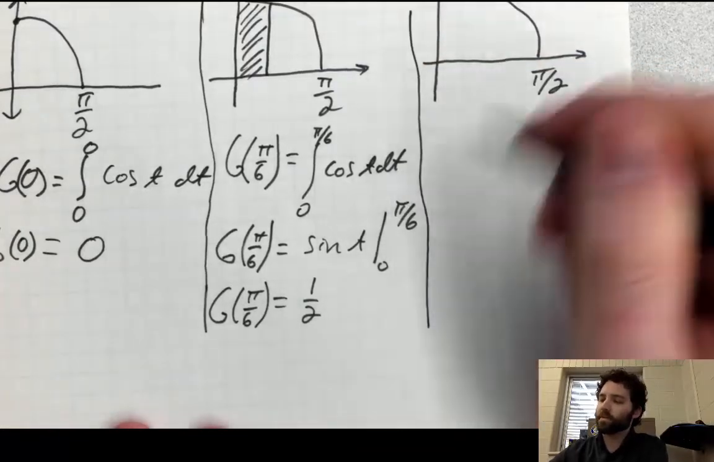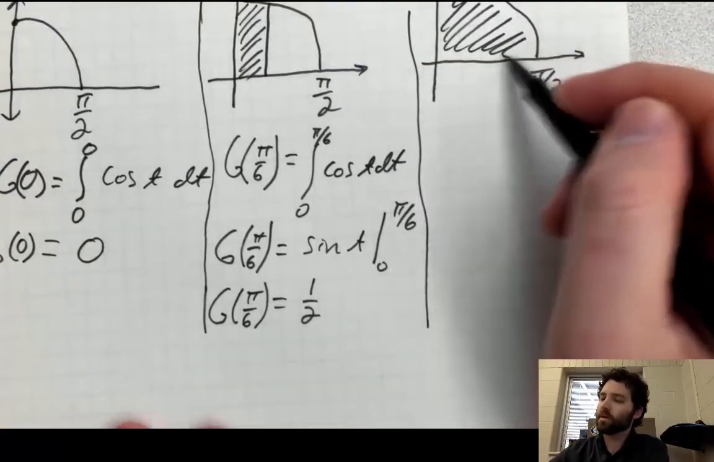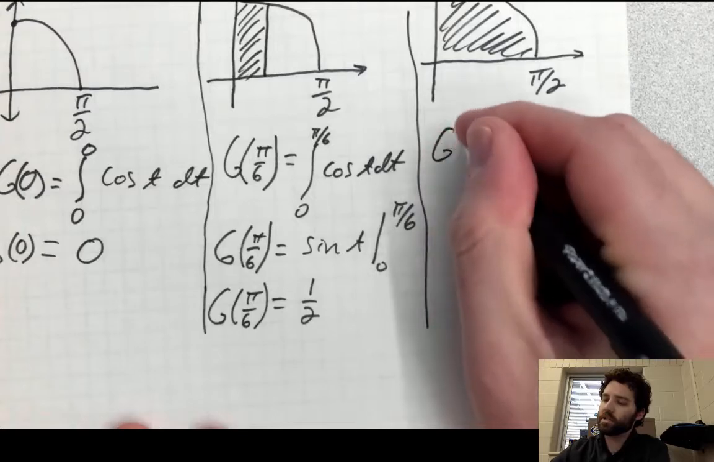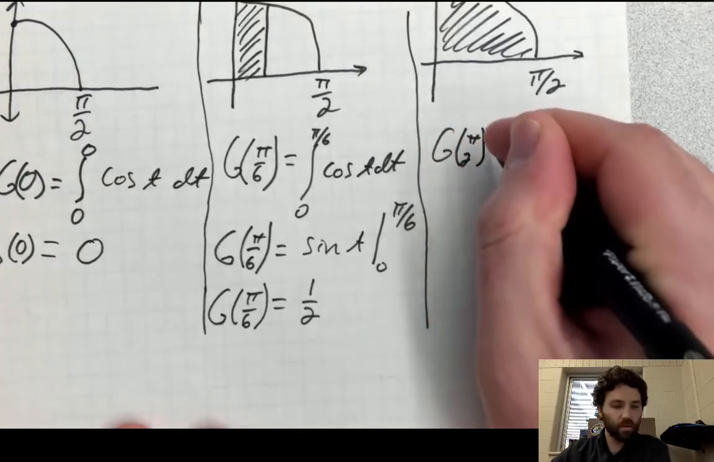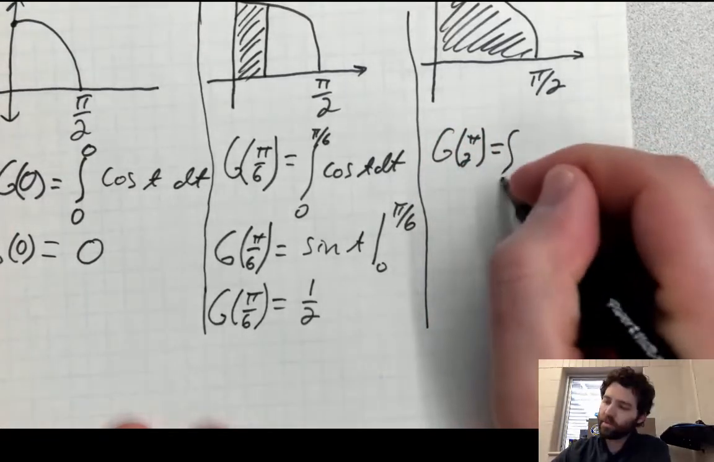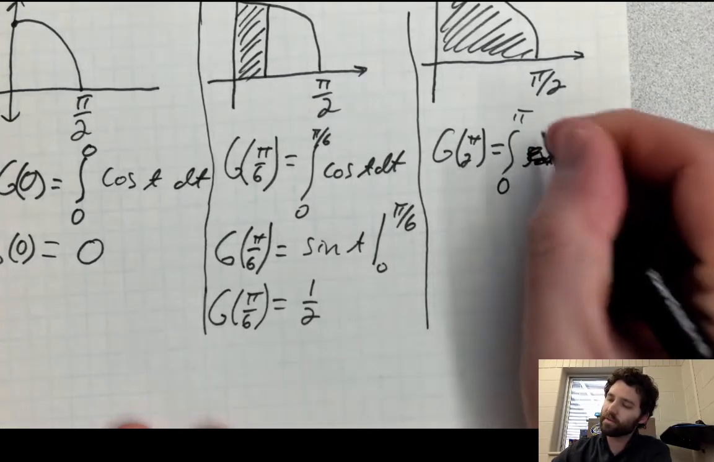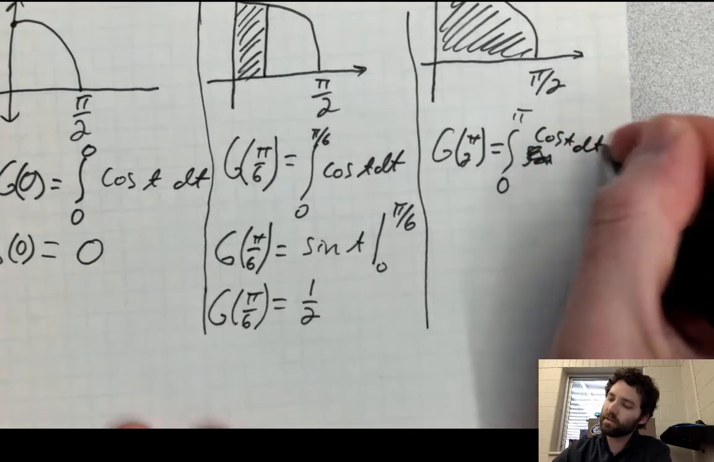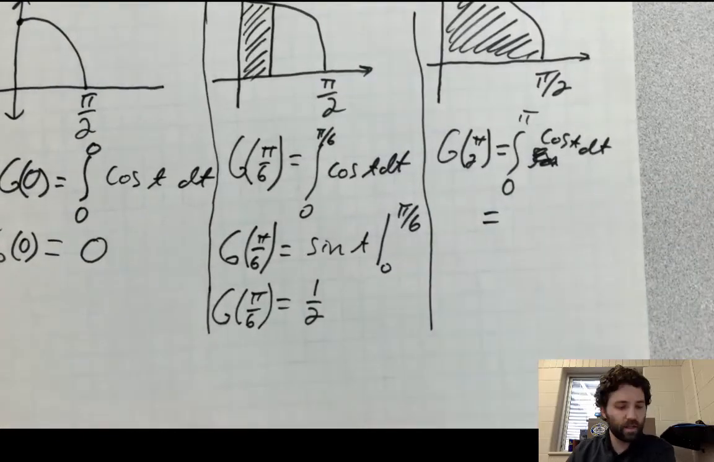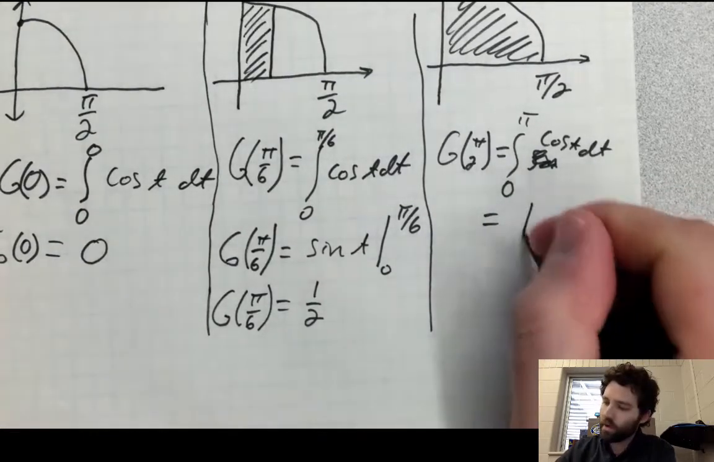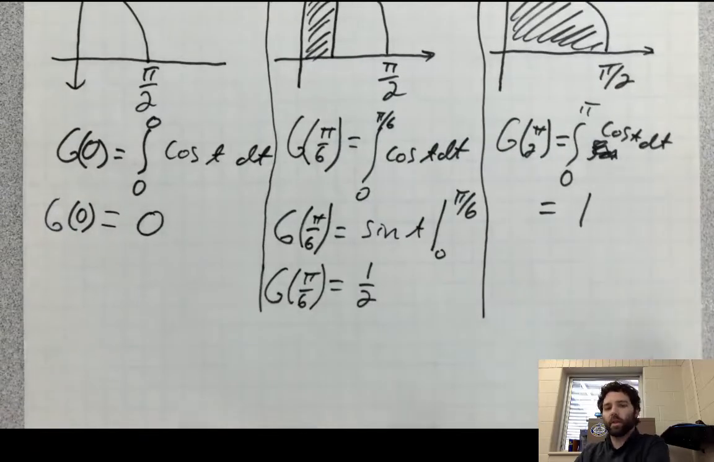Last one. All the way to pi over 2 then. G of pi over 2 is going to be the integral from 0 to pi over 2 of sine of t dt. Nope, sorry, cosine of t dt. And so that area is equal to 1 when you do the math. So there's an application of an area function.